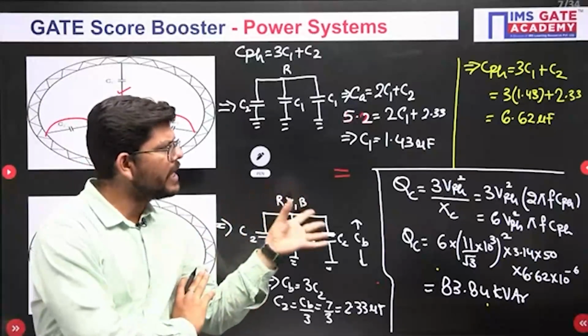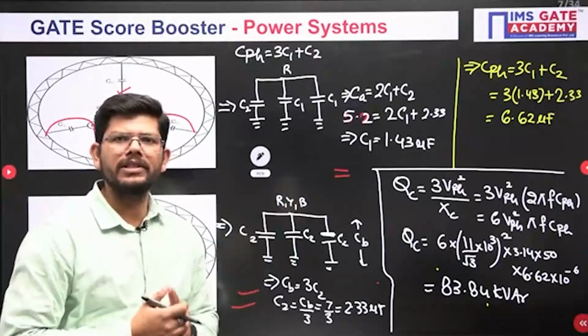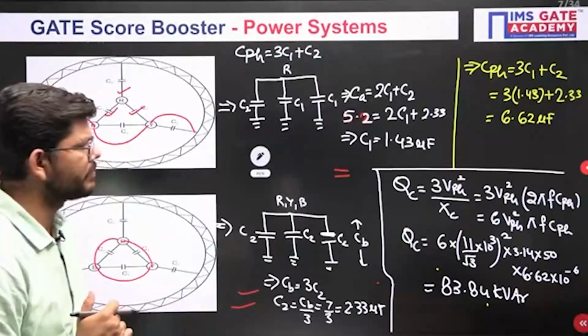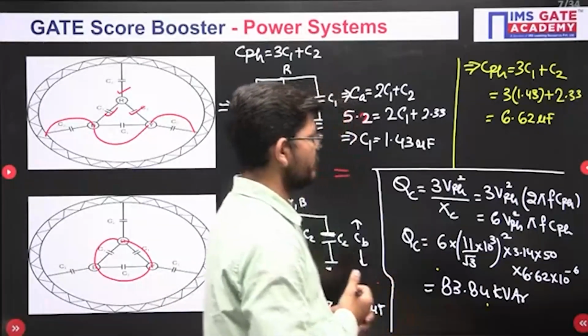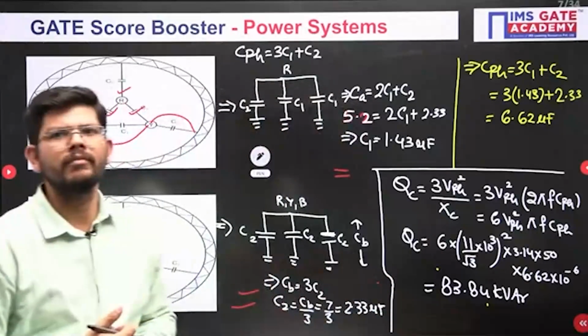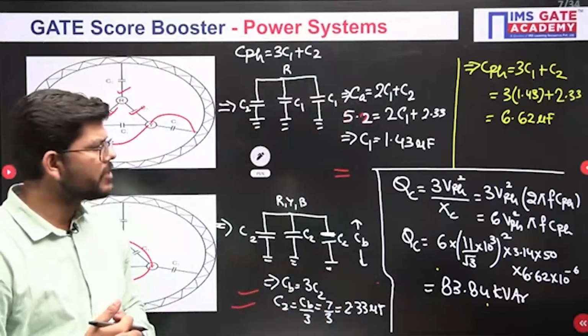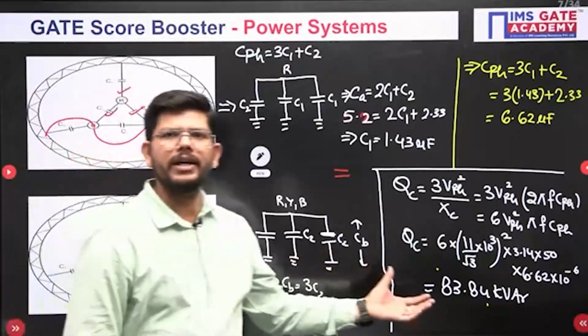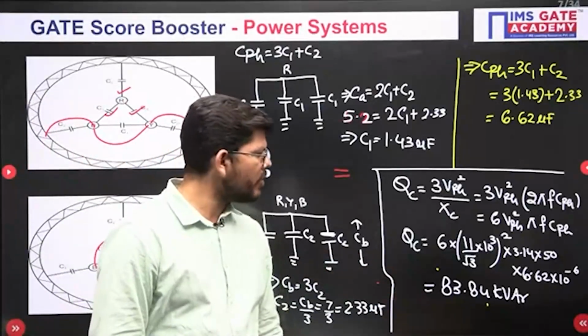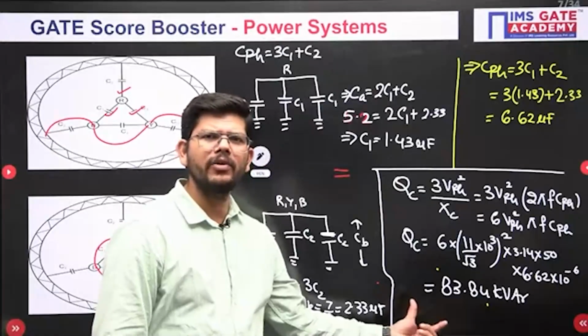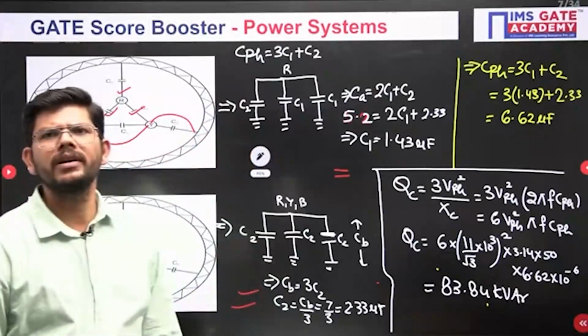Which value are you getting different from me? Can you just state that particular thing? Which value are you getting different from me? Prakhar and Aryan, just let me know why you are getting a different answer. I think Aryan, earlier you were getting 83.84.